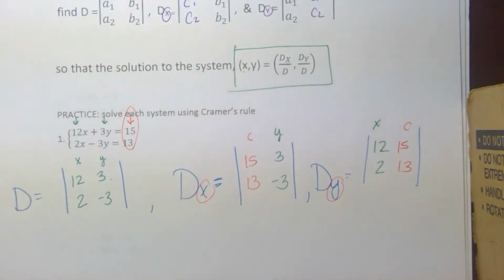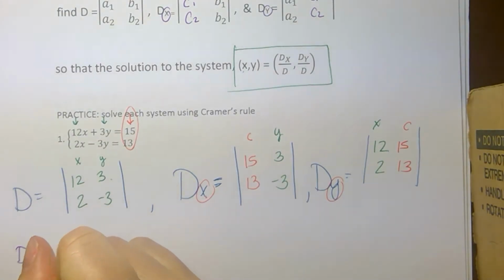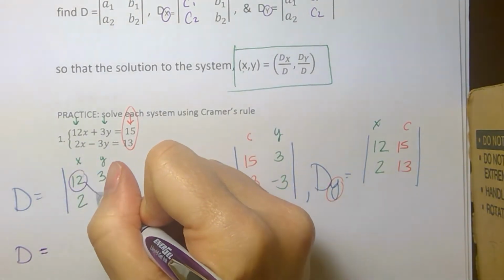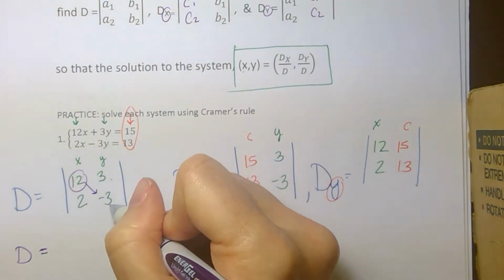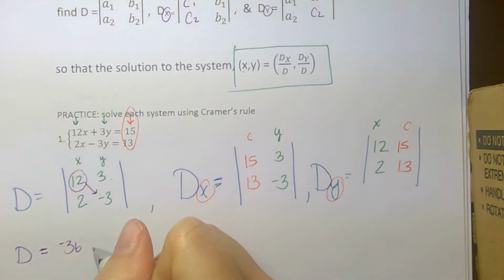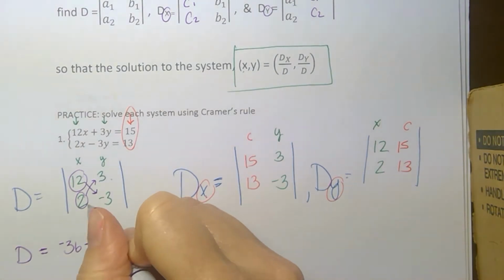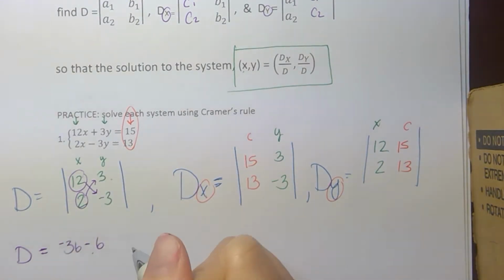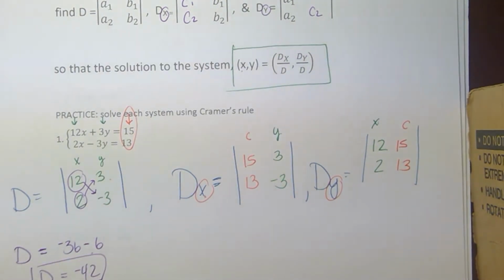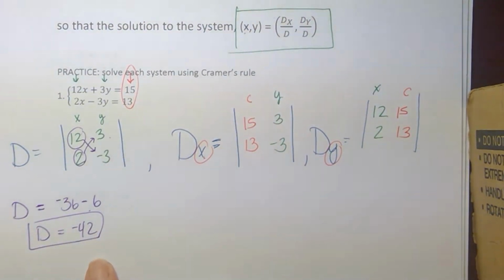Let's solve them. So the determinant D, the main determinant, I start here and I do cross products. So 12 times negative 3 is negative 36. And then I have 2 times 3, so minus. Negative 36 minus 2 times 3, which is 6. D is negative 42. It's not 0, so we know we're going to have a single solution to our system and we can keep going.